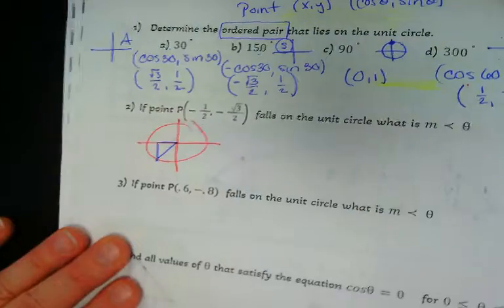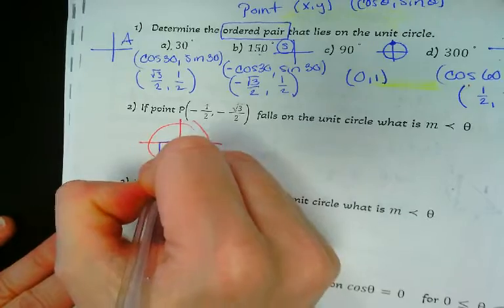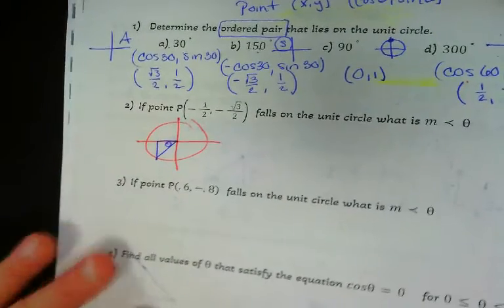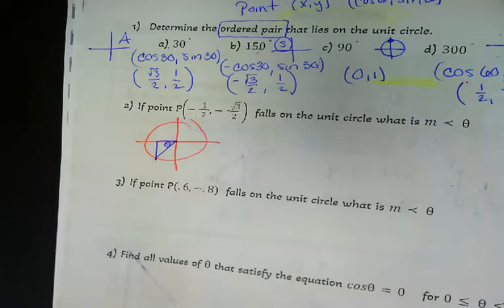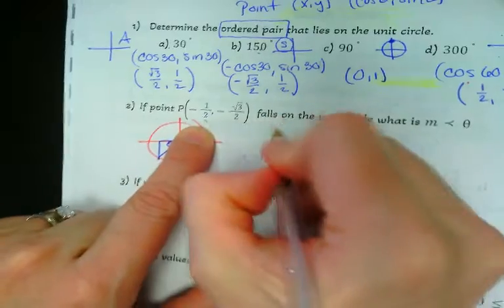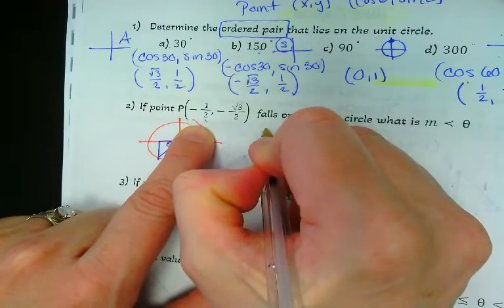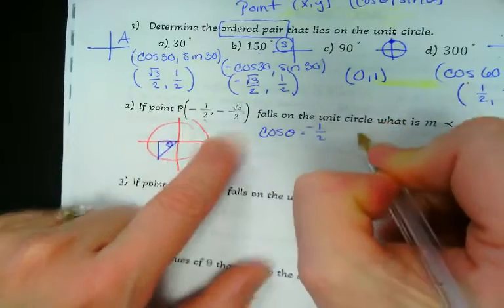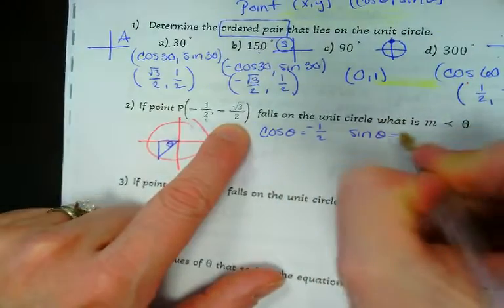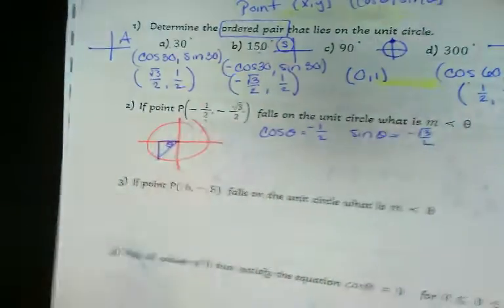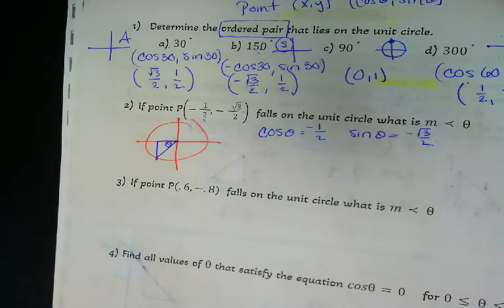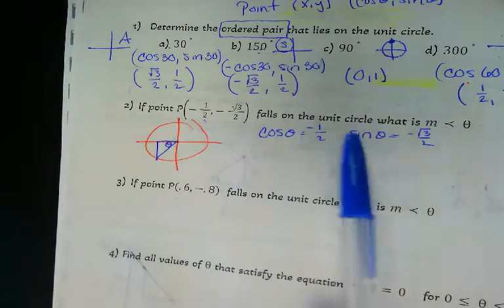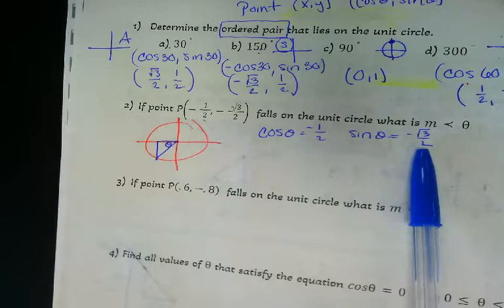Everyone agrees with that? Okay, I need to figure out this reference angle. So it's either a 30, 60, or 45. This number here represents which value? Okay, so the cosine is negative 1/2, and the sine is negative root 3/2. What one number gets us both those answers? 60. The cosine of 60 is 1/2, and the sine of 60 is root 3/2.